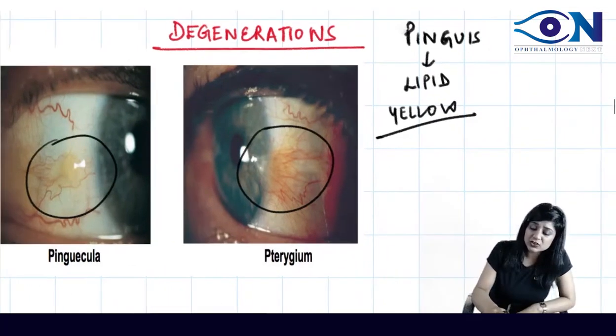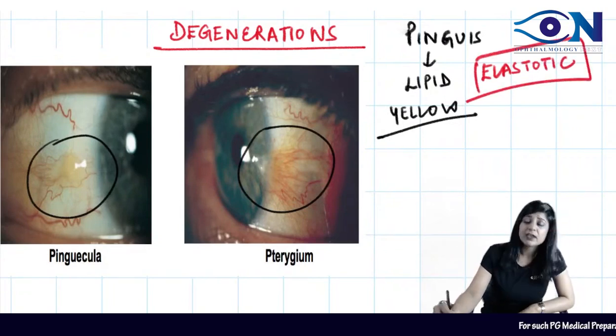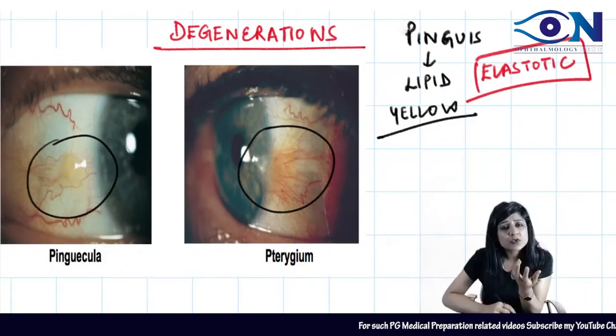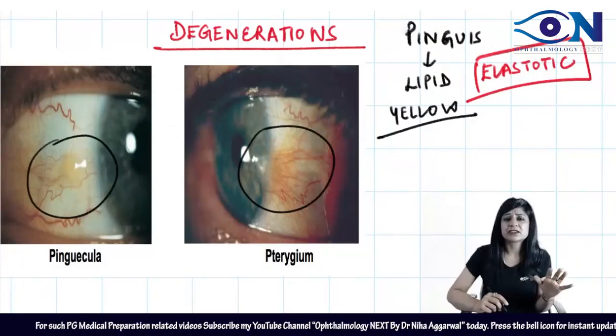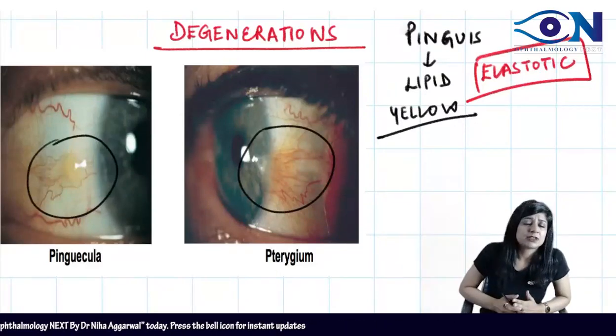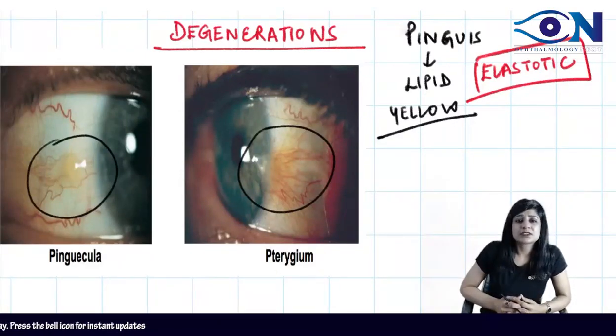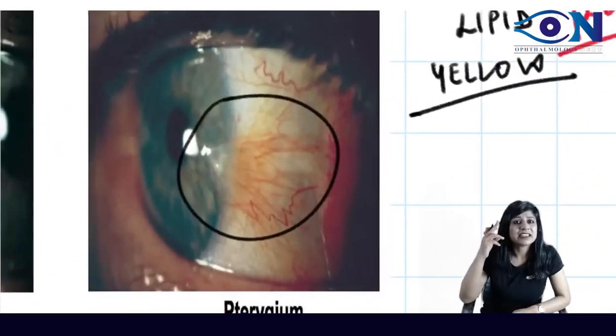What kind of degeneration do we have? We have the elastotic kind of degeneration. And even if it is growing away from the cornea, it's not causing any symptoms, and therefore no treatment is required, other than sometimes people complain of cosmesis. We do not have any problem. But when I talk about pterygium, it's a dangerous thing.